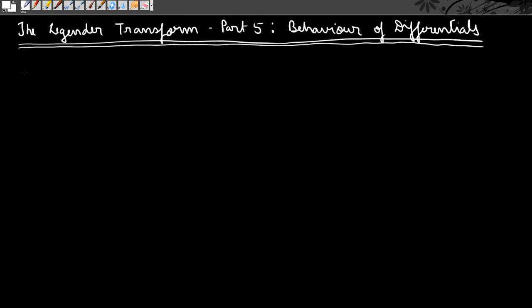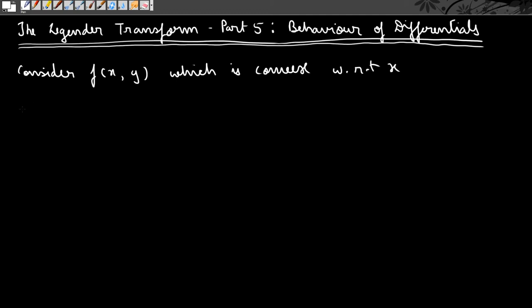So let us start by considering a function which depends on two variables x and y, which is convex with respect to x. This would imply that the second order partial derivative of the function with respect to x must be greater than or equal to 0. This is the meaning when I say that f of x y is convex with respect to x.